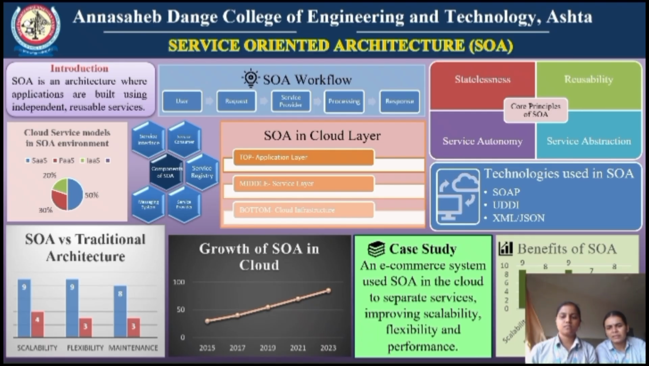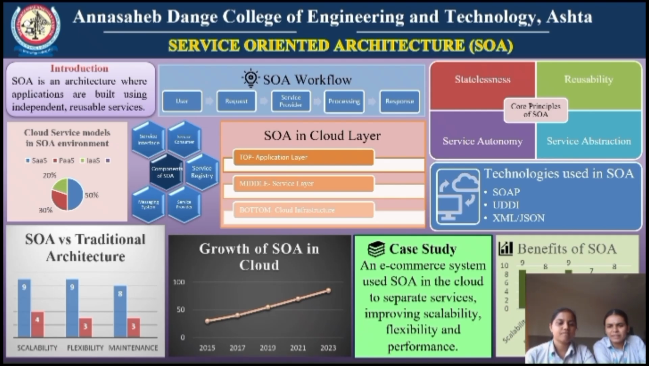Another key reason is scalability. Cloud platforms allow services to scale independently based on demand. Service-oriented architecture also improves business agility, enabling organizations to quickly adapt to change. Thus, service-oriented architecture is necessary for building flexible, scalable, and cost-effective systems. So what are the fundamental principles of SOA and how do they contribute to system design?